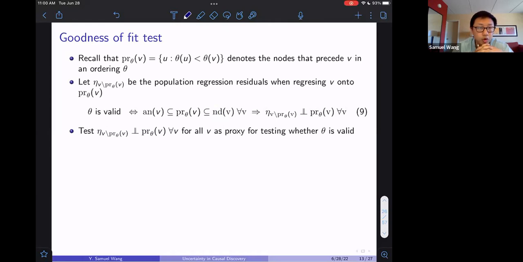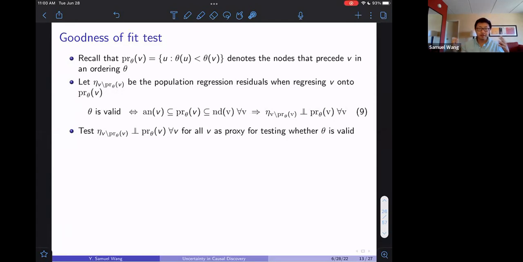Okay, so now I'll talk a little bit about the details of the goodness of fit test and how we're going to try to do this computationally. For some ordering theta, recall that this notation PR of V denotes the nodes that precede V in an ordering theta. Again, this could be a valid ordering, or an invalid ordering, but it's just some ordering that we've specified. And again, we're going to let eta V be the population regression residuals when regressing V onto PR of V.